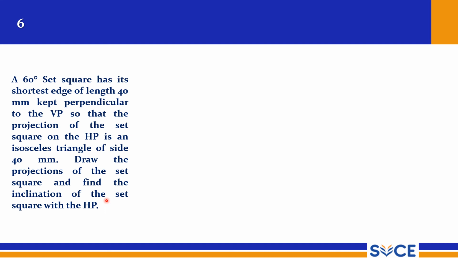So at what angle you tilt with respect to HP, the top view of the set square will become an isosceles triangle. So it is an indirect problem. You have to solve it in an indirect way, right? So the final top view distance is given. It is an isosceles triangle, and you have to find at what inclination you get an isosceles triangle. And with respect to HP, you have to find theta. How much is the theta that you have to draw and highlight it.